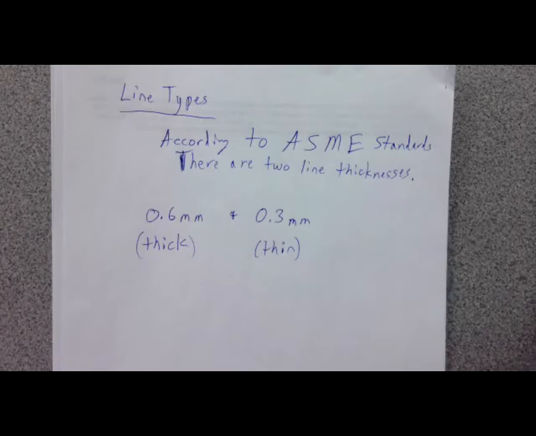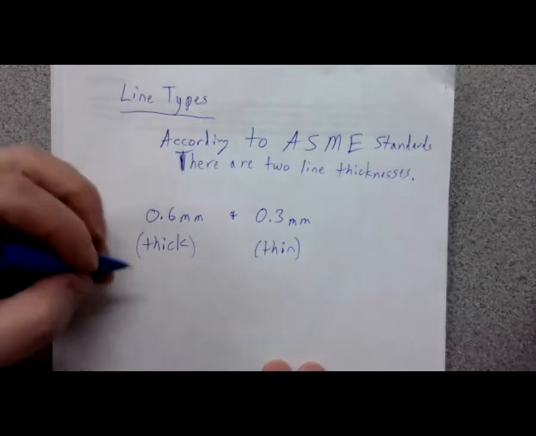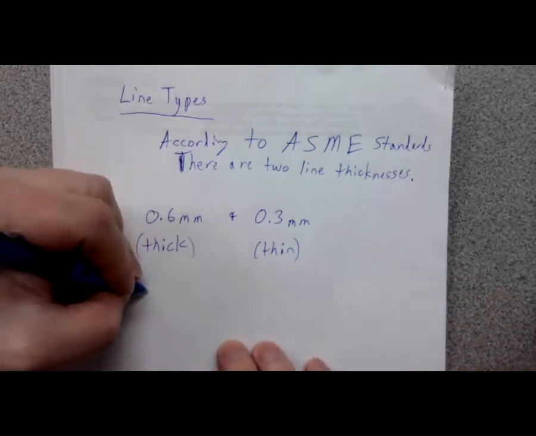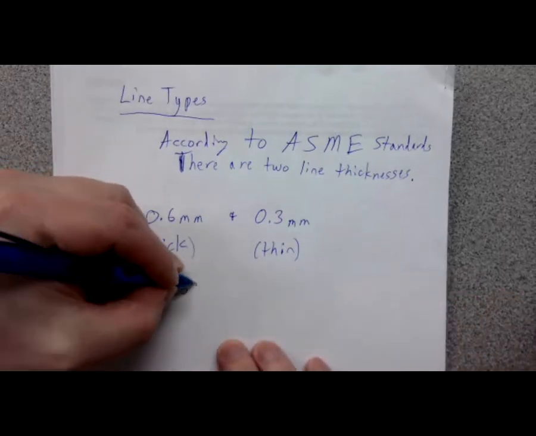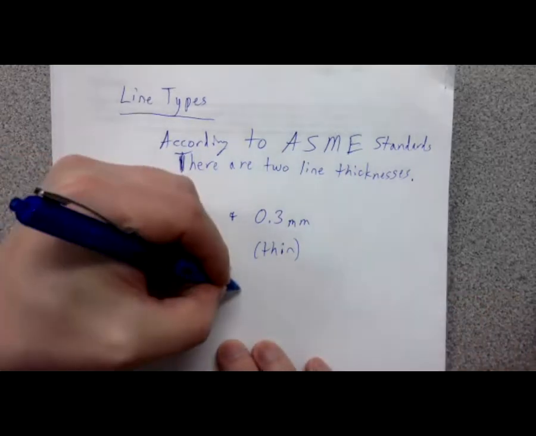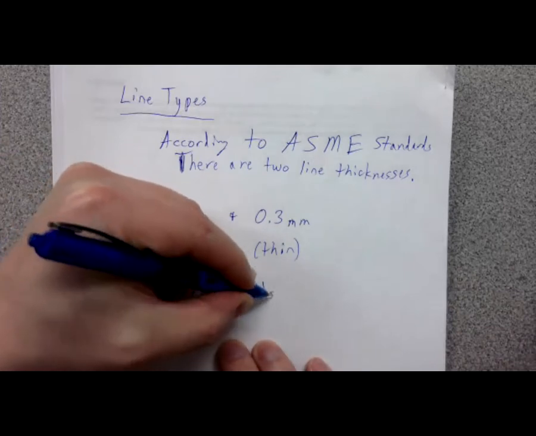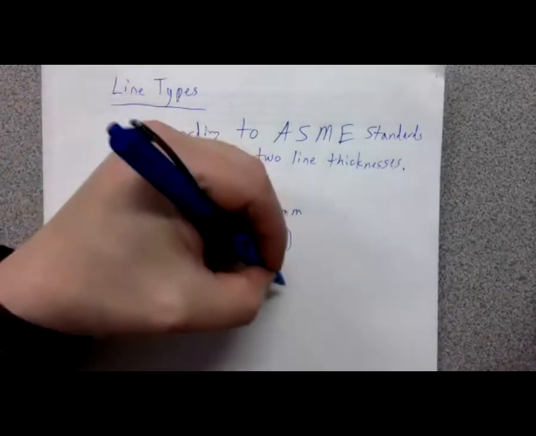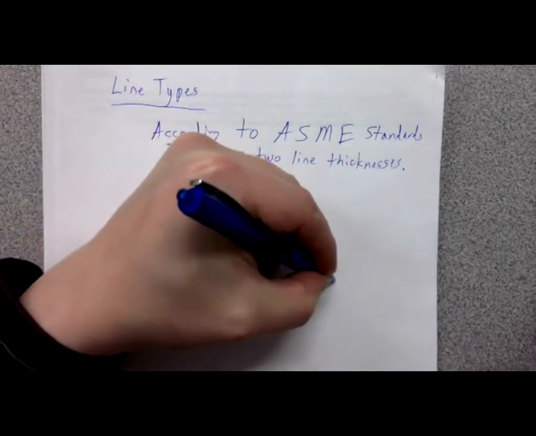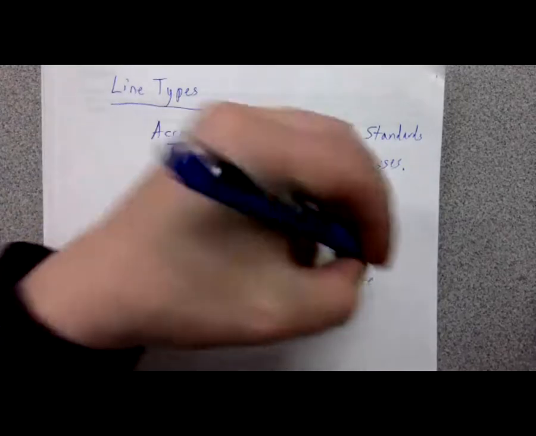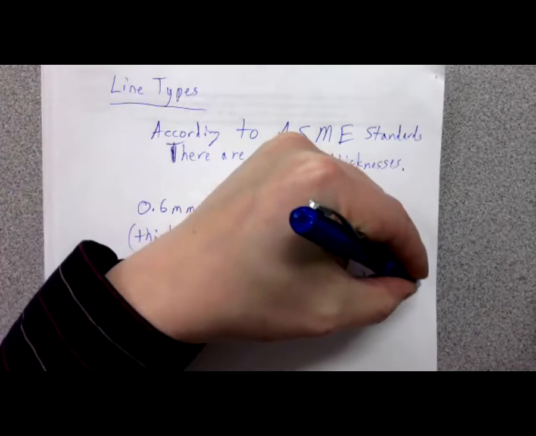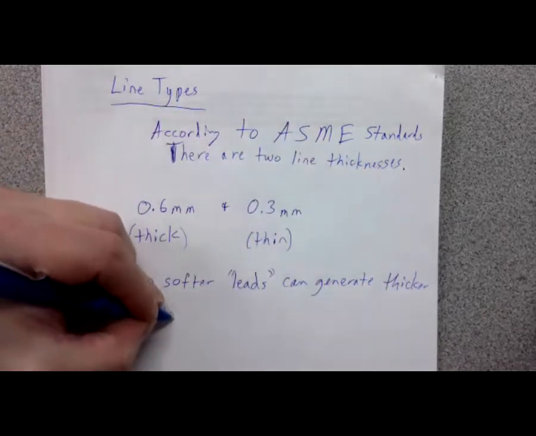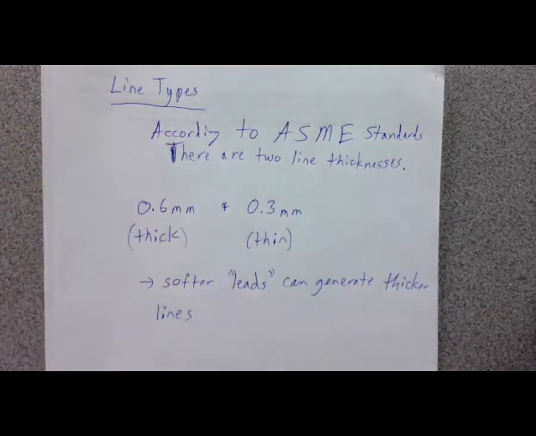All right, so let's talk about, well, effectively, one thing to notice is that softer leads (in parentheses) can generate thicker lines. So you know how there's the number 2 pencil.